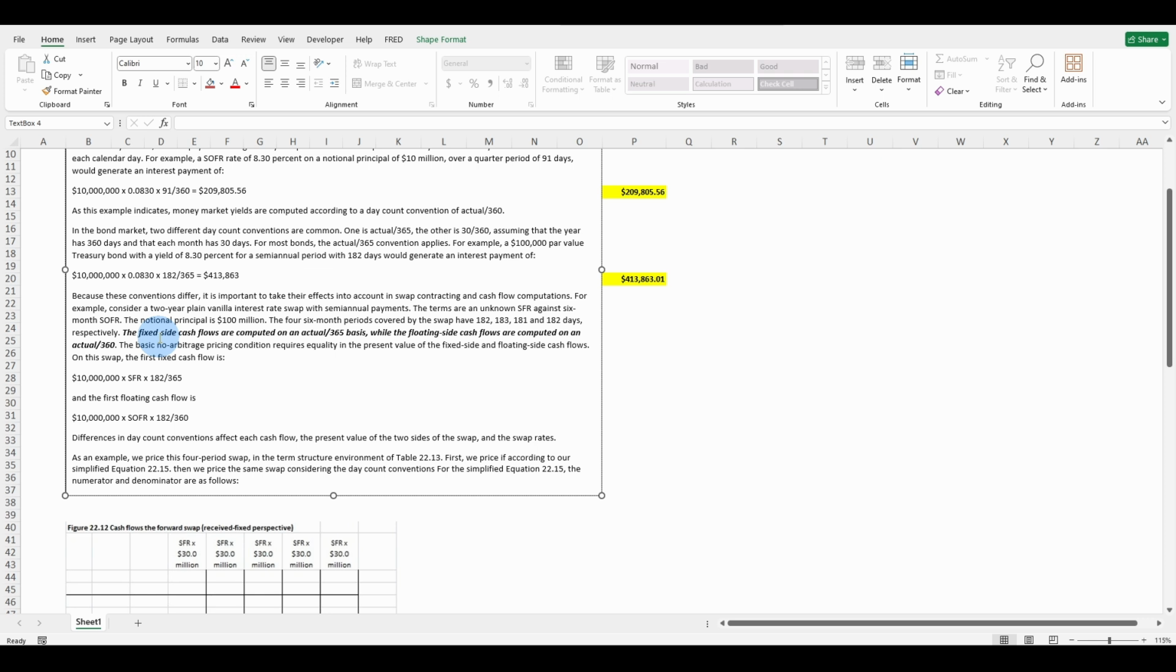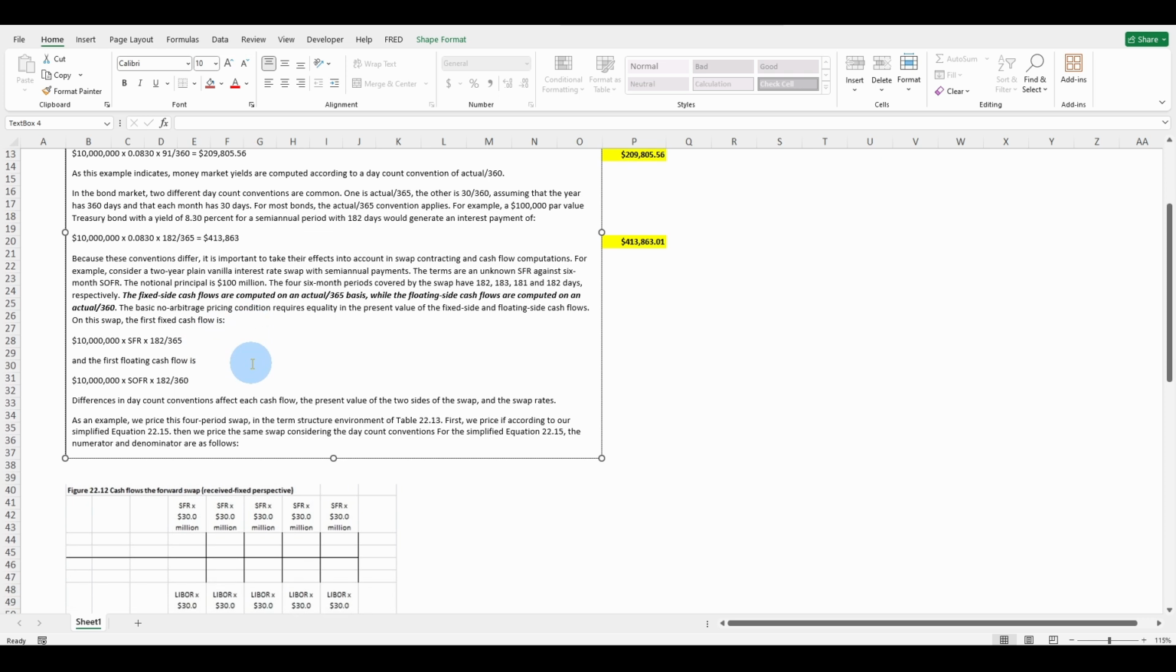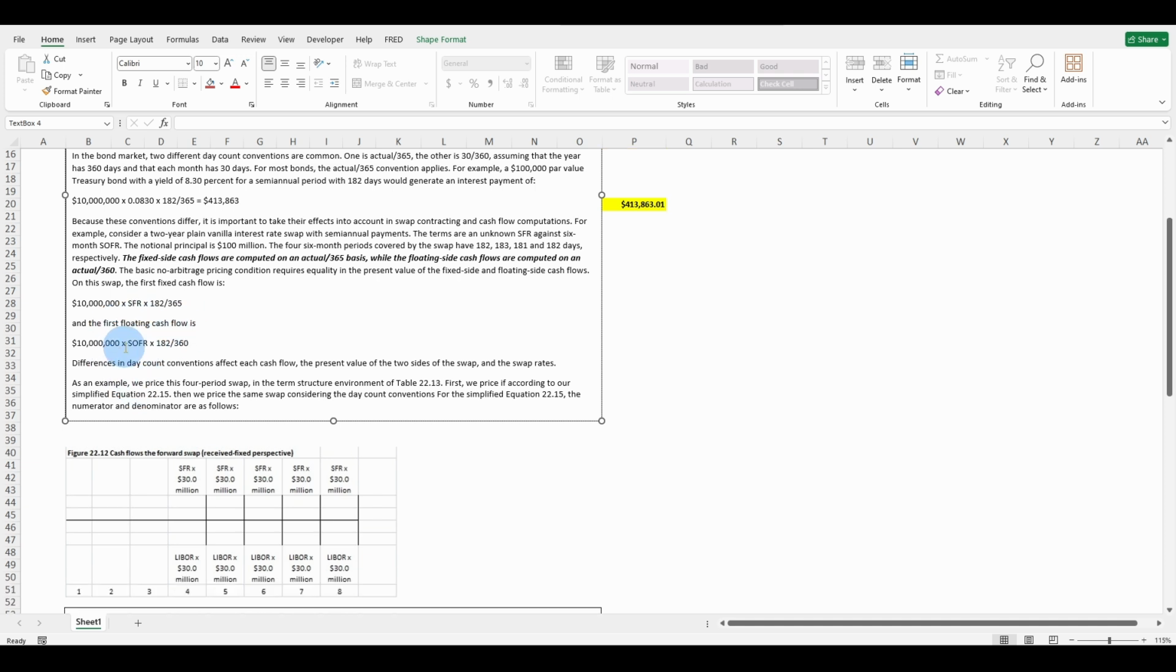The fixed side cash flows are computed on an actual/365 basis, while the floating side cash flows are computed on an actual/360. The basic no arbitrage pricing condition requires equality in the present value of the fixed side and floating side cash flows. On the swap, the first cash flow is 10 million times SFR times 182 divided by 365, and the first floating cash flow is 10 million times SOFR times 182 divided by 360.